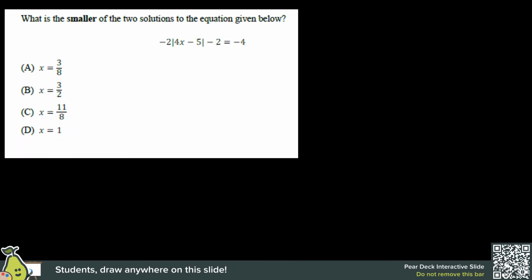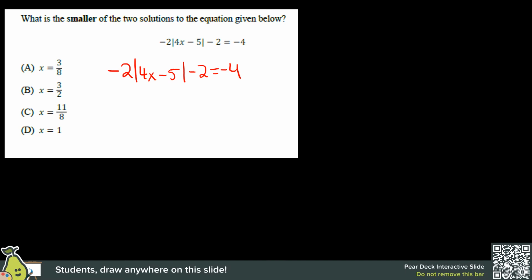This one here says, what is the smaller of the two solutions to the equation given below? So for this one here, what you could do is graph this in Desmos and see where those x-intercepts are. If it's decimal answers, which we see here, it's going to be a little tricky. So what we actually want to do is solve this by hand. And like I said, you could use Desmos to check your work. We have 2 absolute value of 4x minus 5 minus 2 equals negative 4.